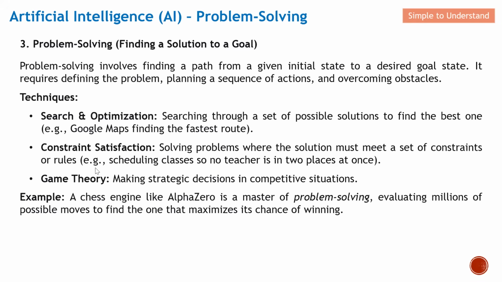Another one will be game theory. Basically, we need to make certain strategized decisions. For example, when we eat a piece of the opponent's, which results in us losing another two pieces, then this will not benefit us at all. So in this case, this will be problem solving under game theory. They will make strategized decisions in a competitive situation. So basically, this is for problem solving.